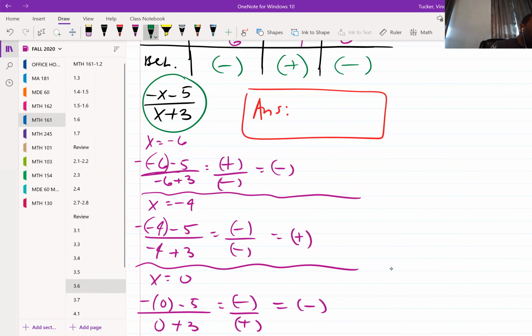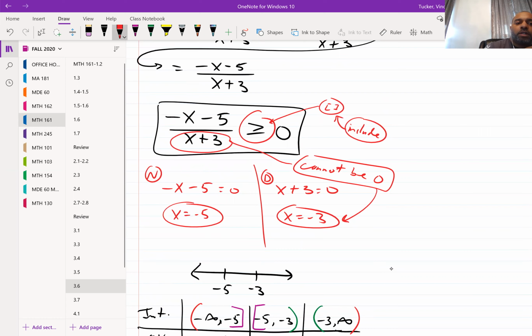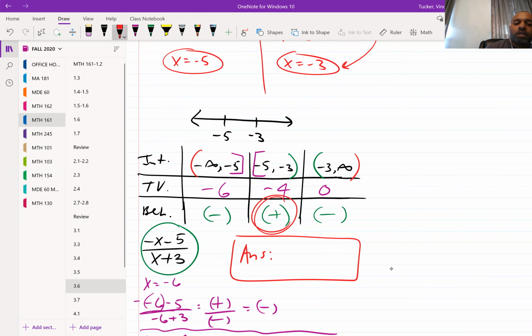Any questions? All right, so we go back and analyze our chart. We want to know when this expression is greater than or equal to 0. So that's right here. So our solution would be -5 to -3, bracket on the -5, parentheses on the -3.